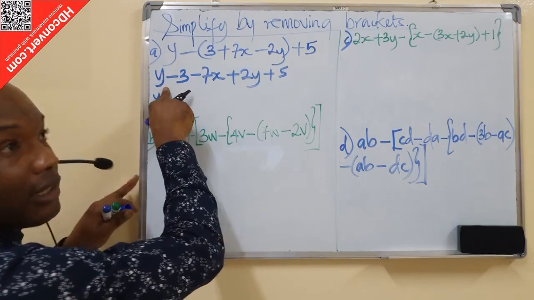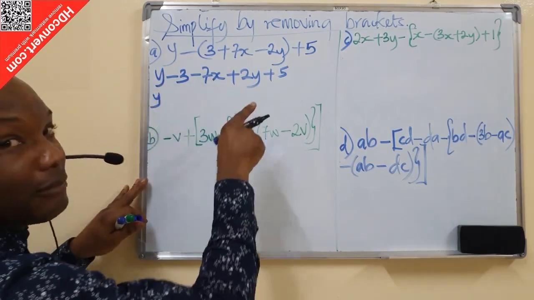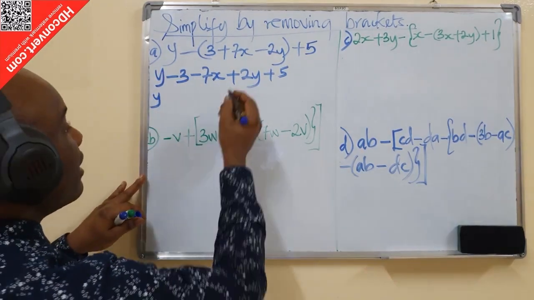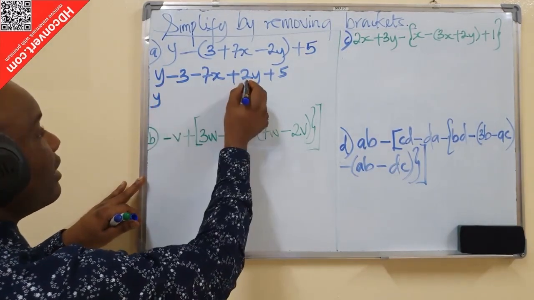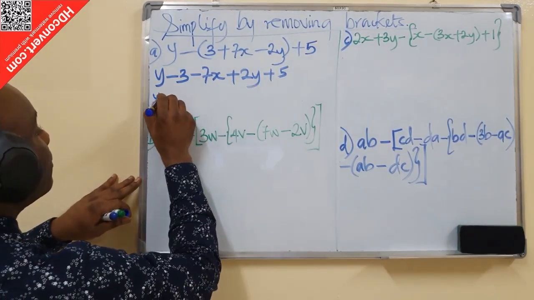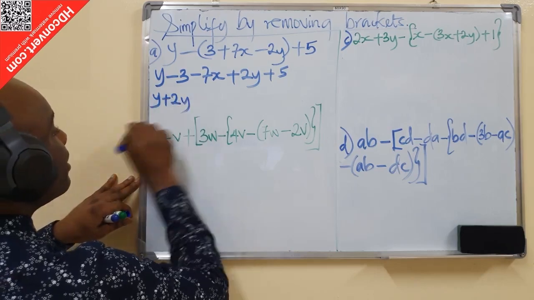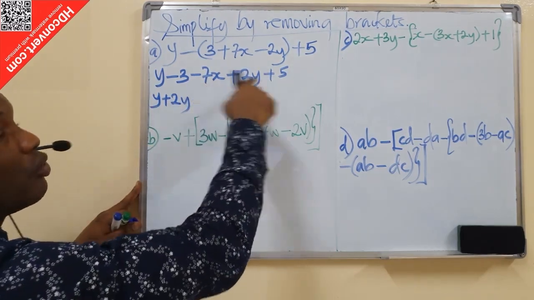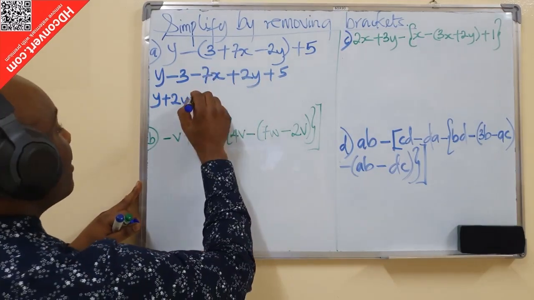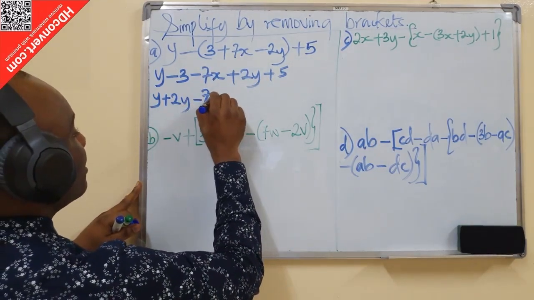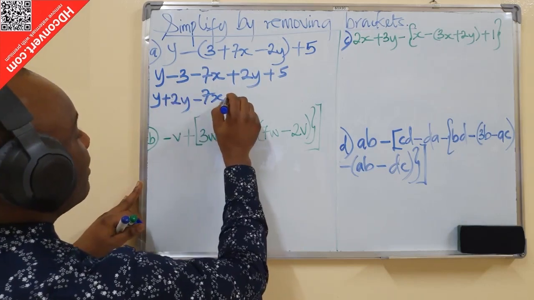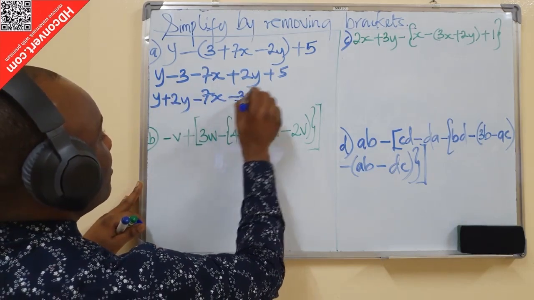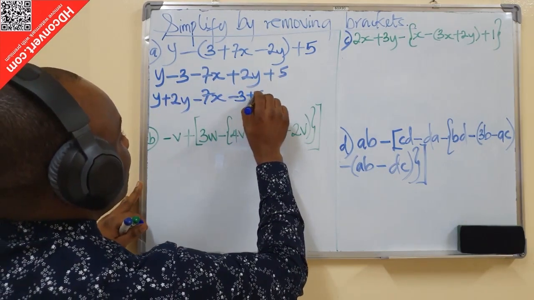This is y, this is 2y. They are like terms, so we bring them together. This is y and this is positive 2y. So plus 2y. This is the x term, but there is no other x term, so we can just bring it down and let it rest there. Minus 7x. This is minus 3 and this is positive 5. Both of them are constants.